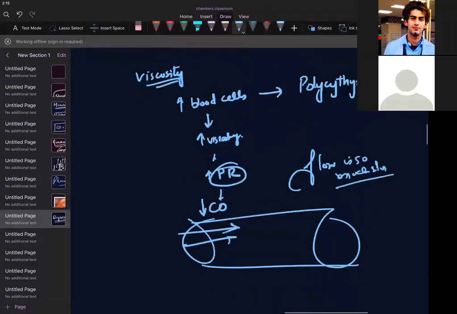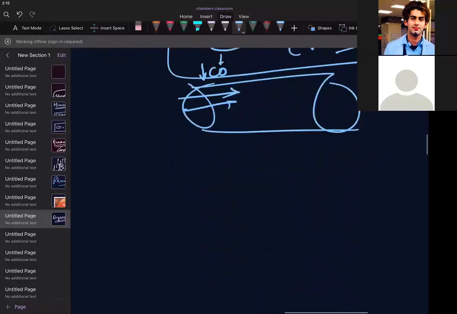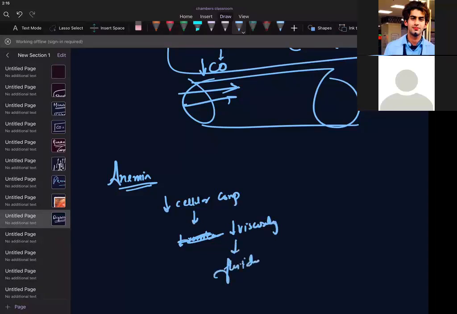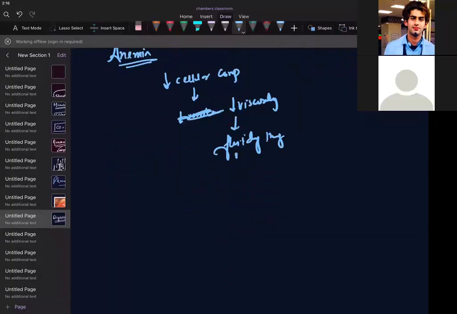Now, this was one easy disease. Now, what happens in anemia? What is anemia? Either a decrease in the hemoglobin or a decrease in the RBC. You are decreasing the cellular component. If you decrease the cellular component, you are actually decreasing the resistance. Why? Viscosity is decreasing. The blood is more of a fluidy thing, more fluid dynamics. This decreased viscosity will decrease the peripheral resistance.